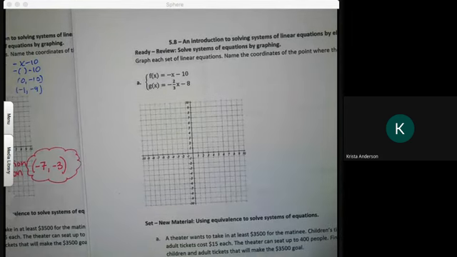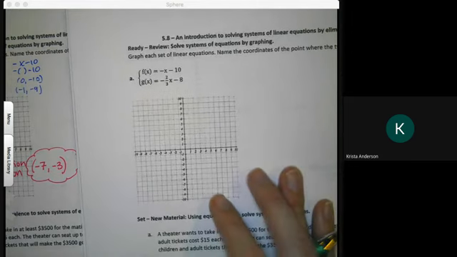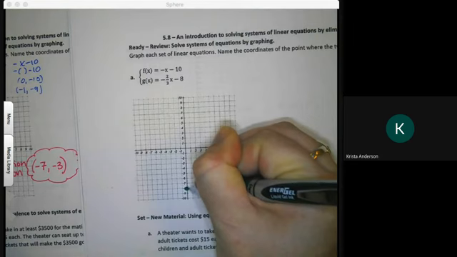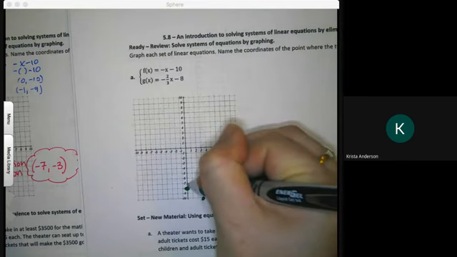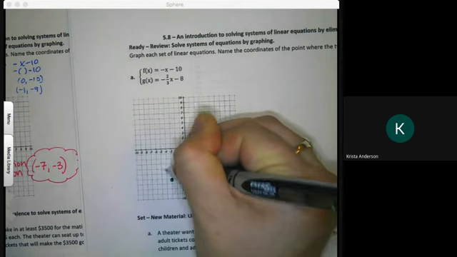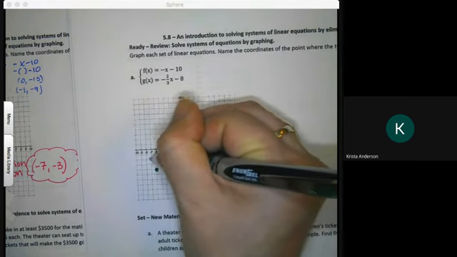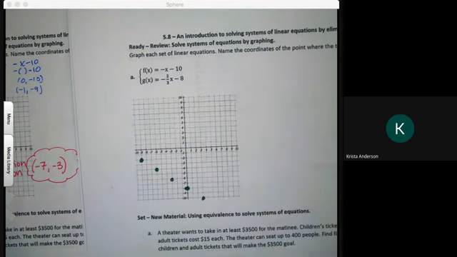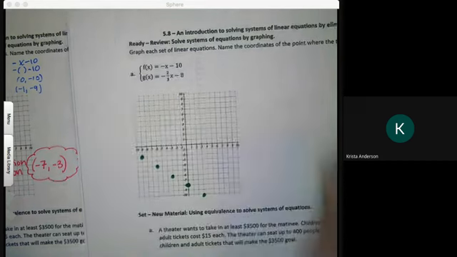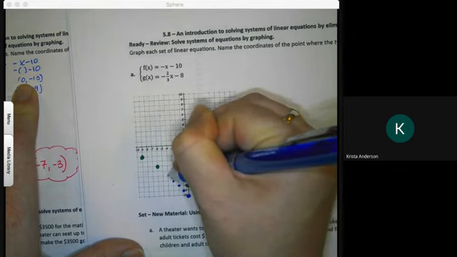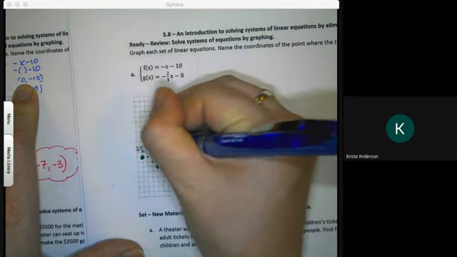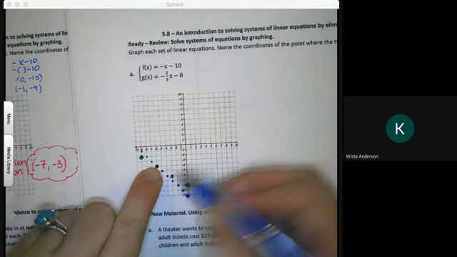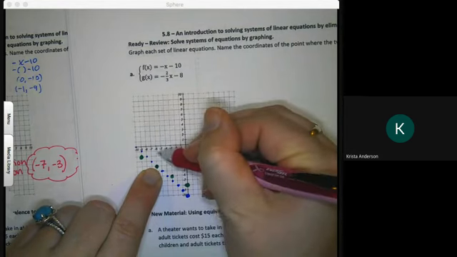The green one was at 0 down 8, 3 down 10. That's up 2 over 3, up 2, 1, 2, 3. The blue was down 10, 10 down 9. So it hit right here. So I was off. My blue dots hit at -6, down 4.